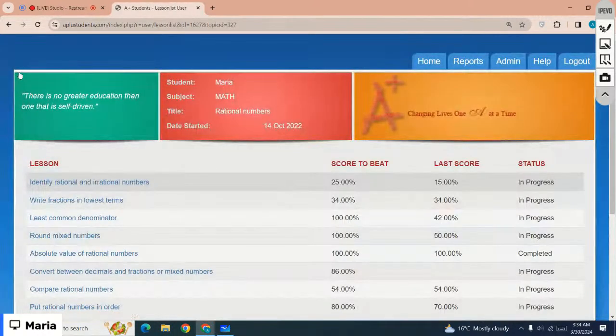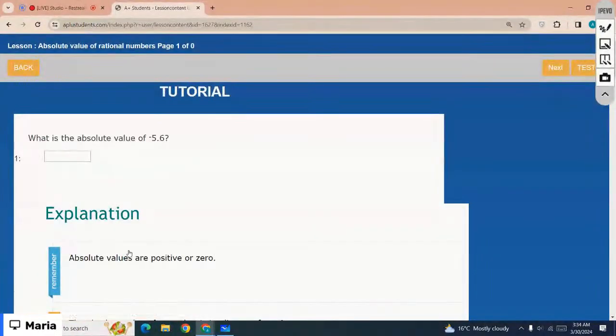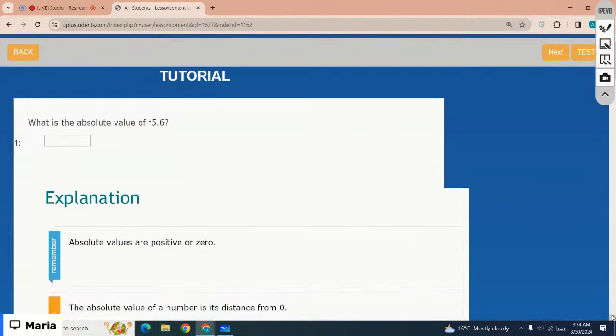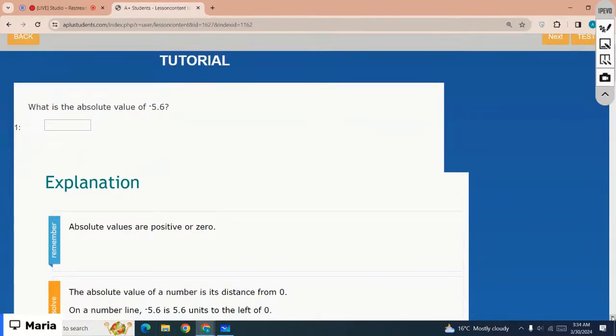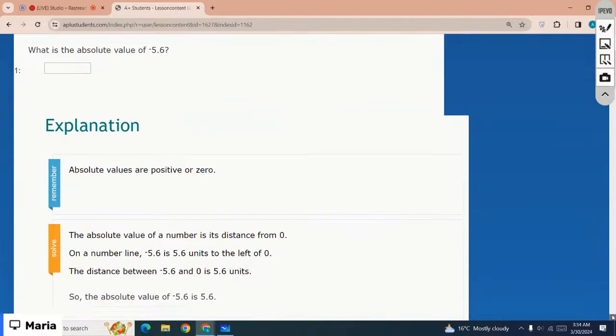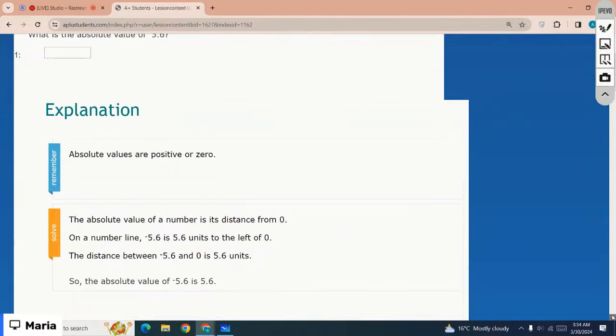The next lesson is absolute values of rational numbers, right? Let's just start with the next absolute values. Okay, what is the absolute value of negative 5.6? So absolute values are positive or 0, right? No negative values are in absolute value. When you calculate the absolute value of a negative number, that is always a positive number. So the correct option is 5.6, right?